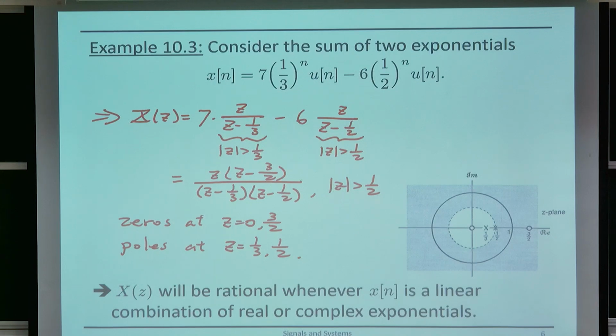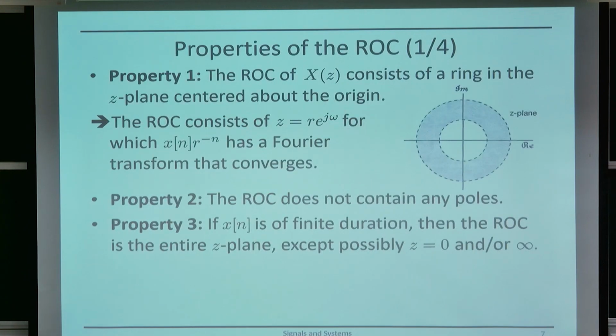So you can sort of see that we have a lot of similar properties as in the continuous time case. Indeed, we can go through these properties one by one. First of all, property 1 says that the ROC of this Z transform consists of a ring in the Z plane centered about the origin. So your region of convergence should consist of these rings centered at the origin.